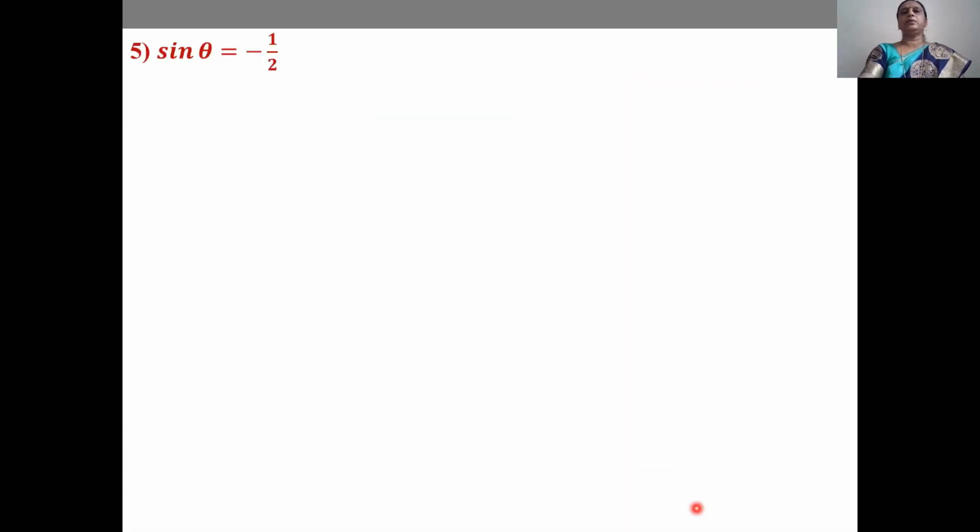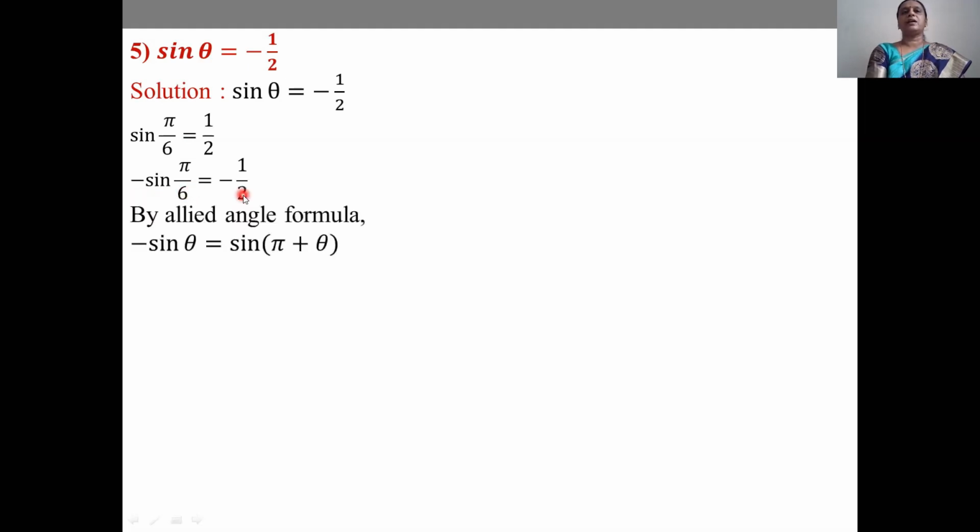Sin theta is equal to minus half. Now the value of sin at pi by 6 is half. Therefore write down sin pi by 6 is equal to half. Then take the negative sign of both sides. We get minus sin pi by 6 is equal to minus half.